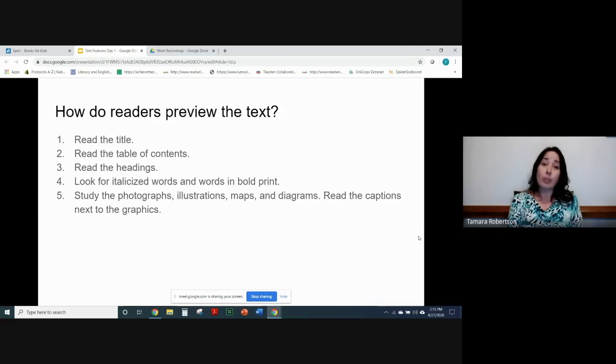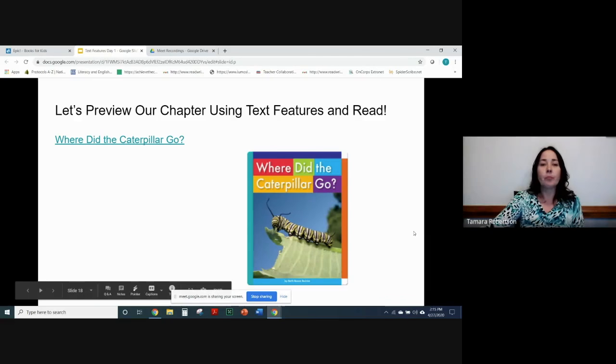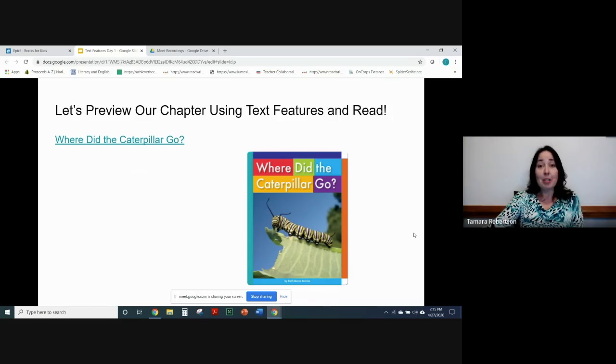And that's what we're going to do with these text features. We're going to use text features to preview the book to give us an idea of what this book is going to be about. Are you ready? Okay. So we are going to practice identifying text features, previewing the book using text features, and then we're going to read chapter 1.